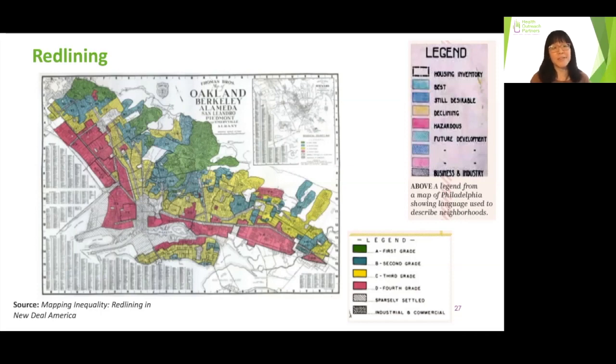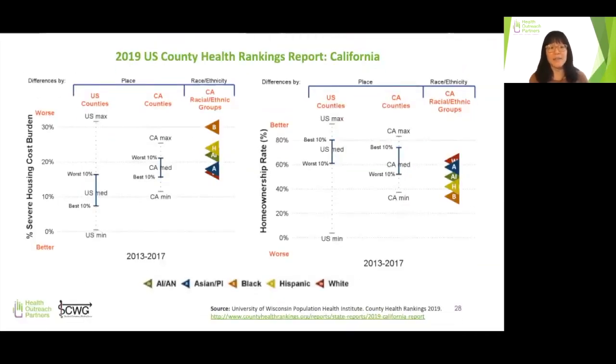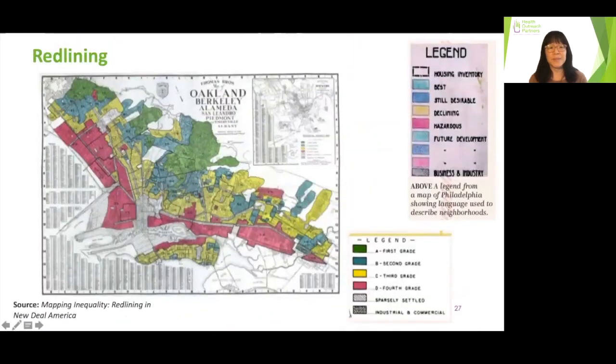What we have here on this slide, if you can go back, Liam, is a map of Oakland and Berkeley, where we are in California. You can see how things were categorized here, red being that fourth grade, if you look at the legend, and green being that first grade. This is also from Philadelphia: what was redlined was called hazardous, and what was identified under green is called best. If you can move on to the next slide.